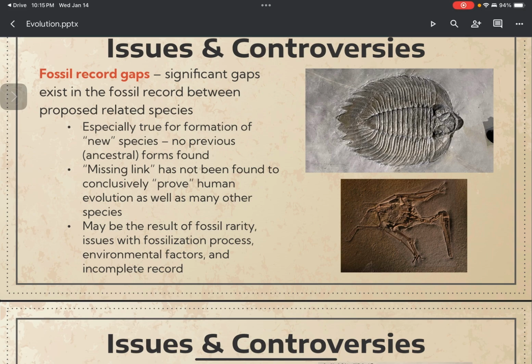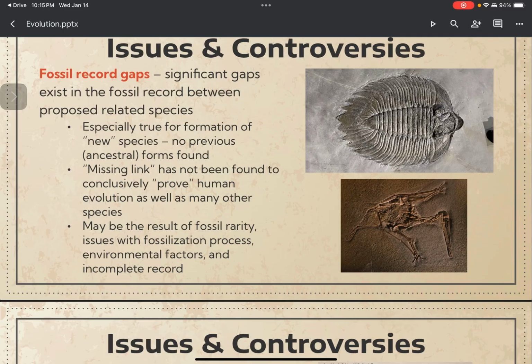Now, we have some issues and controversies. The first one are gaps in our fossil record. We have some significant gaps that exist between our proposed related species, and so this is going to cause some issues. It's especially true for the formation of new species with no previous ancestral forms that have been found. So people argue, how do we know that this is a new species if we have no evidence to support any previous ancestors?